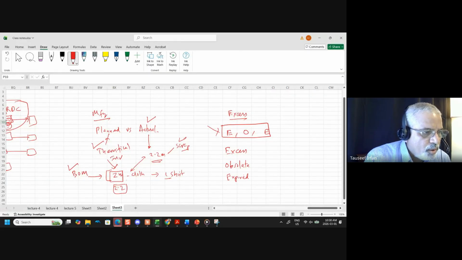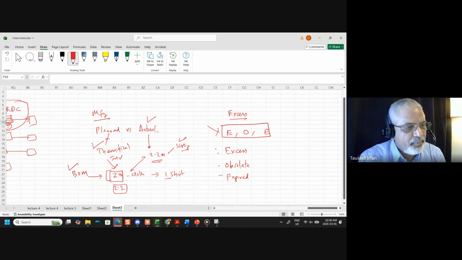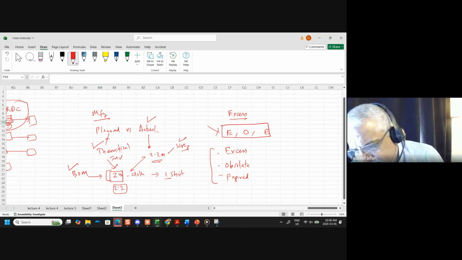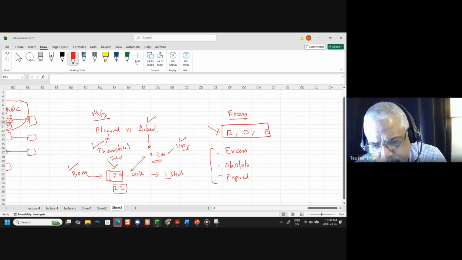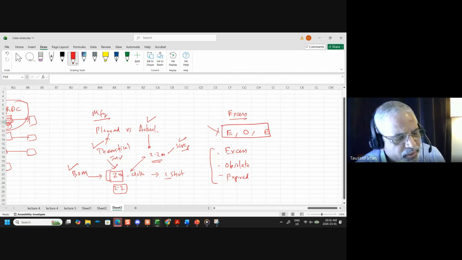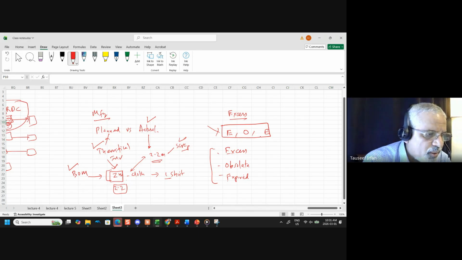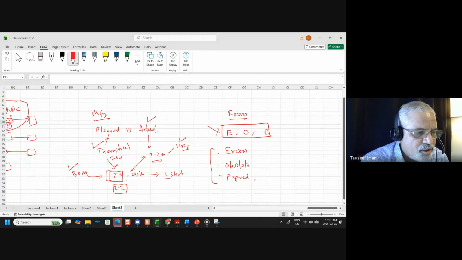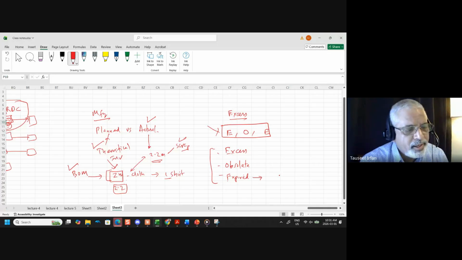Okay. So every company has different ways. Like the company I work for, we do this analysis of excess, obsolete, and expired inventory on a quarterly basis. What we do is take the inventory, and expired inventory is very easy.